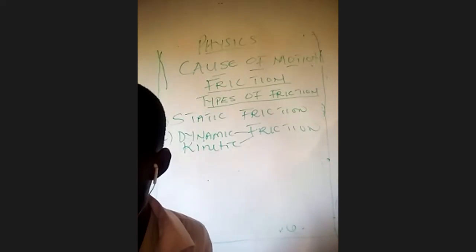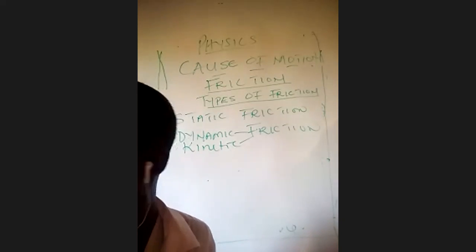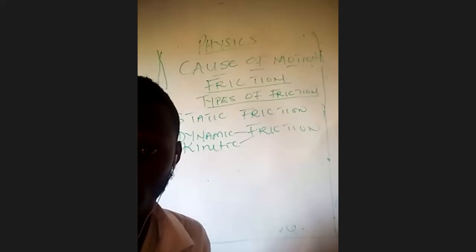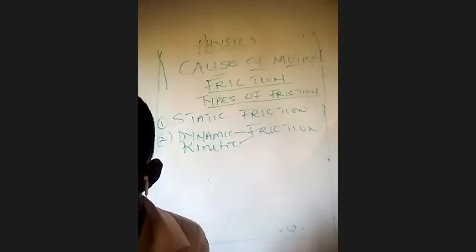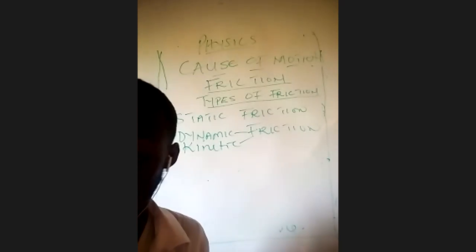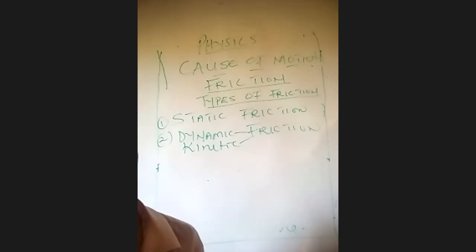Now we will be moving to the calculation aspect of the cause of motion in our next class. But before that, let me review what has been explained so far. We started with the cause of motion, and we talked about force: the agent that changes or tends to change the state of rest or of uniform motion in a straight line of a body.